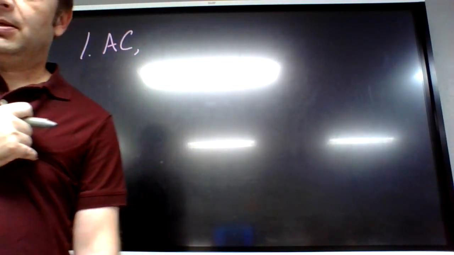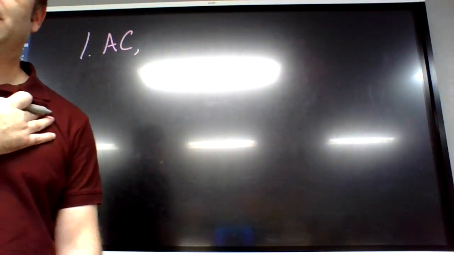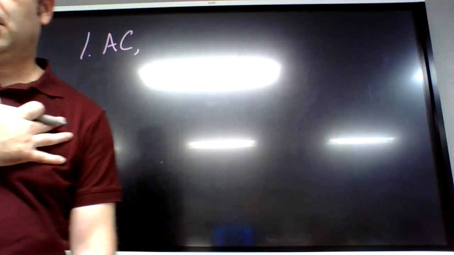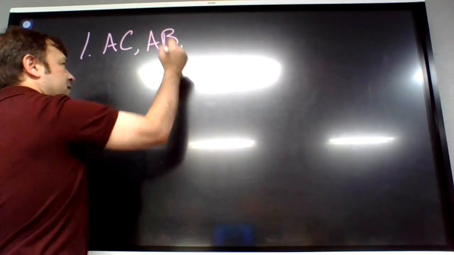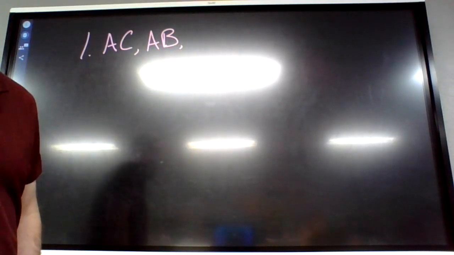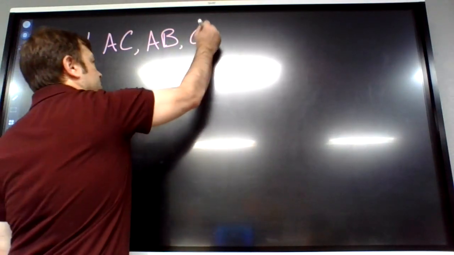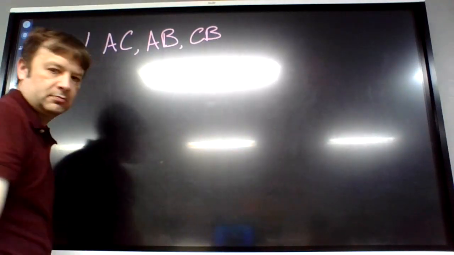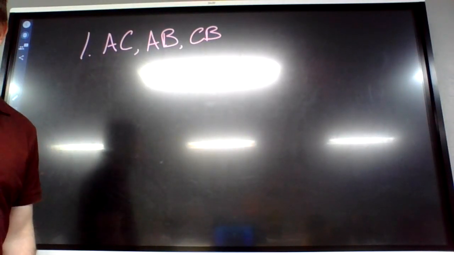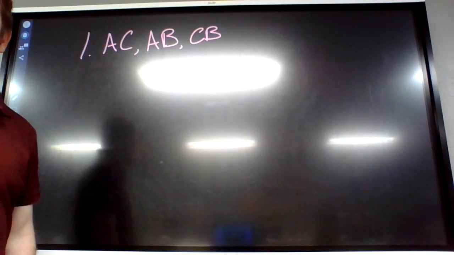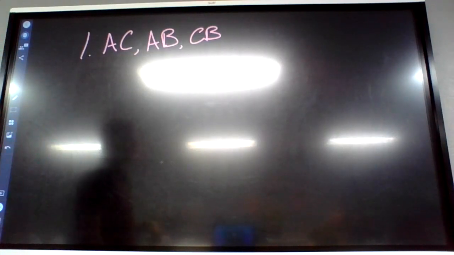Okay, so the medium angle is angle C. So what's the medium side? AB. AB in the bottom, which of course leaves the largest side, CB. Are we writing these like case shears? Or can we just write AC? You can just write this because we're just talking about the length of the segment.